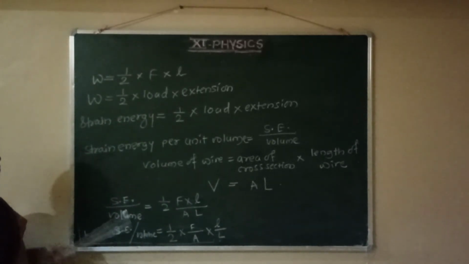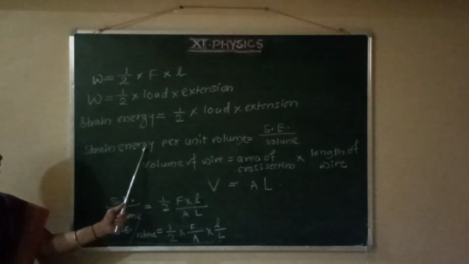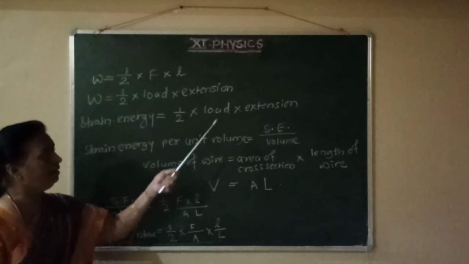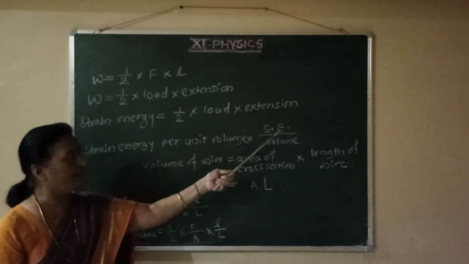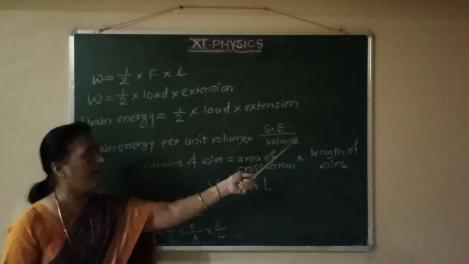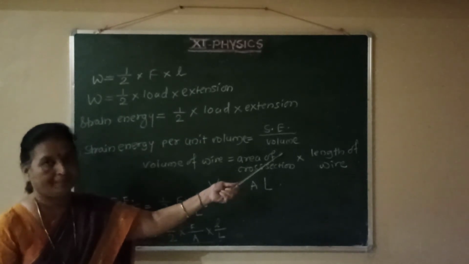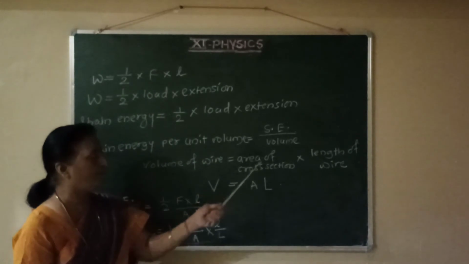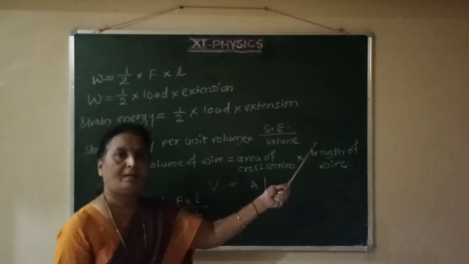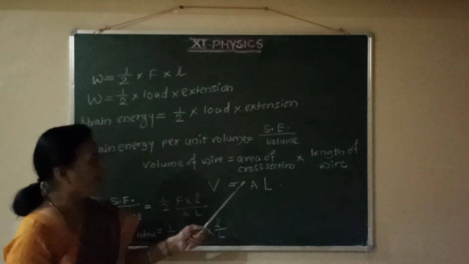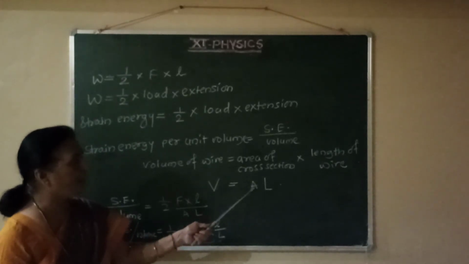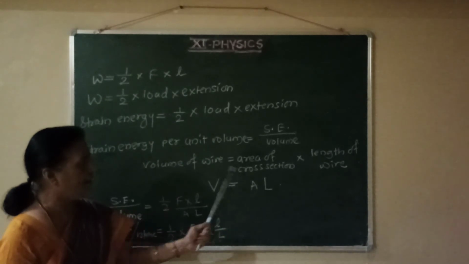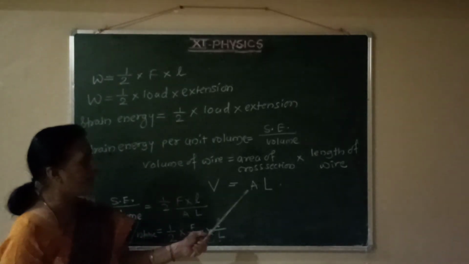Now if we have to find the equation for strain energy per unit volume, what will we have to do? To the strain energy equation, we have to divide by the volume of the wire. You can calculate the volume of the wire by using the formula: area of cross section of the wire into the length of wire. If area of cross section is denoted by capital A, and the original length of the wire is capital L, then the volume of wire becomes A into L.